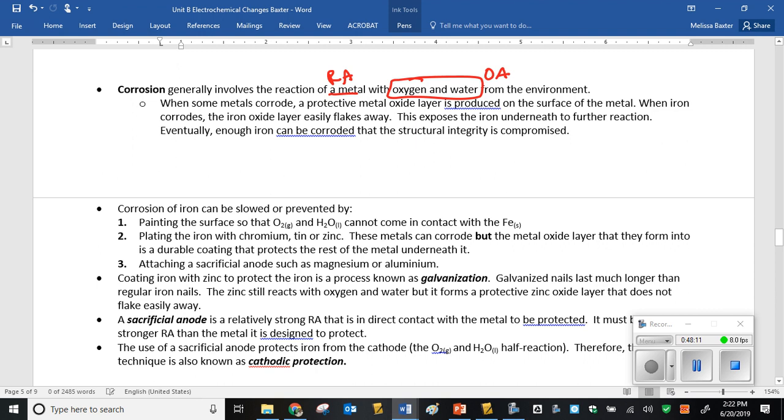And so in corrosion, that would always be the scenario. The oxygen and water would be the oxidizing agent, and the metal would be the reducing agent.